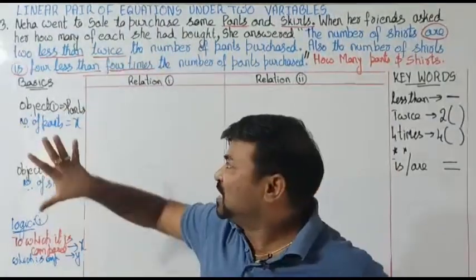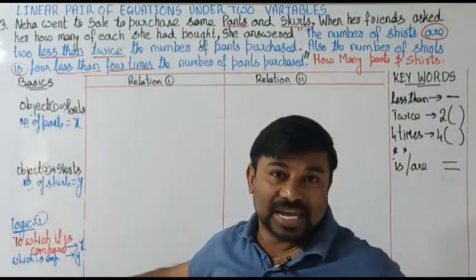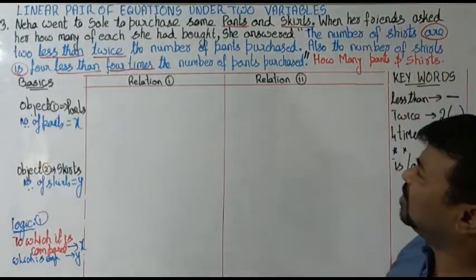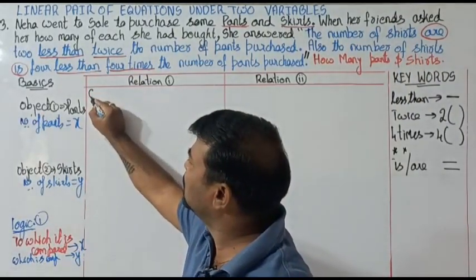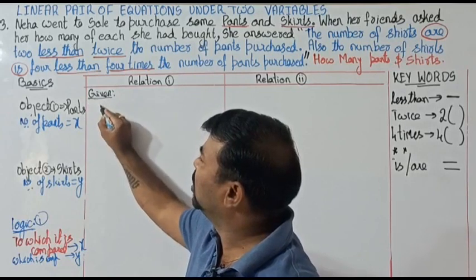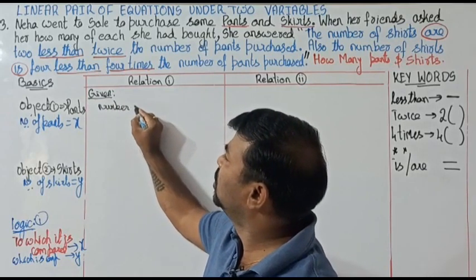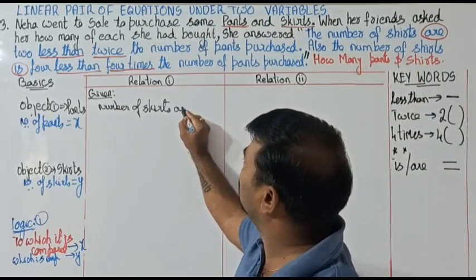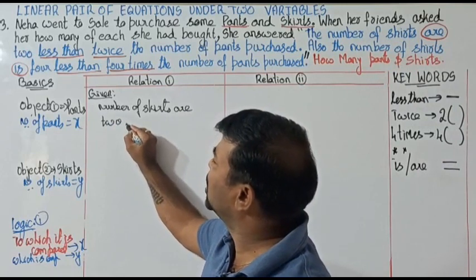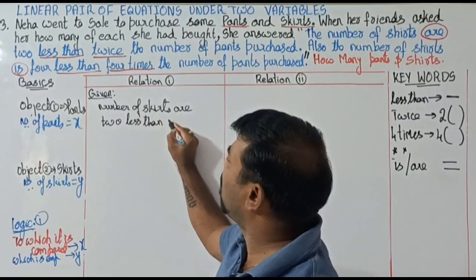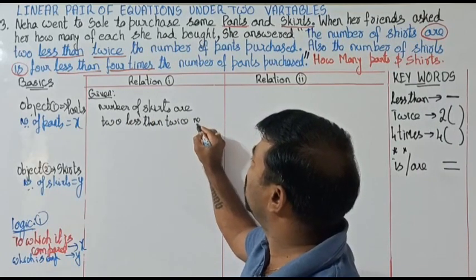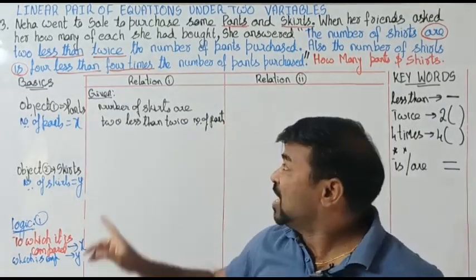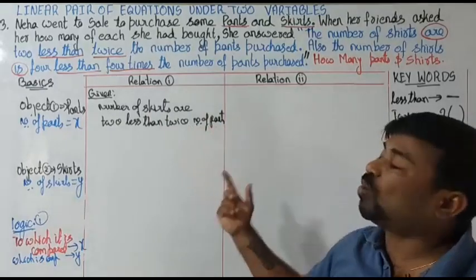Cool. Now the basic concept is done. Logic is all set. Now let's go for the relation he has given. What is given here? The number of skirts is 2 less than twice the number of pants. This is what is given.